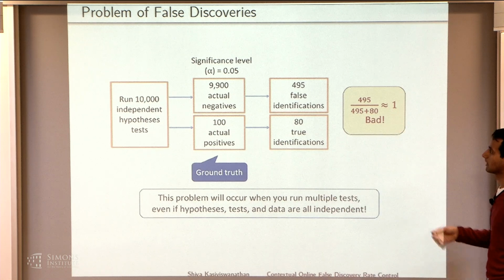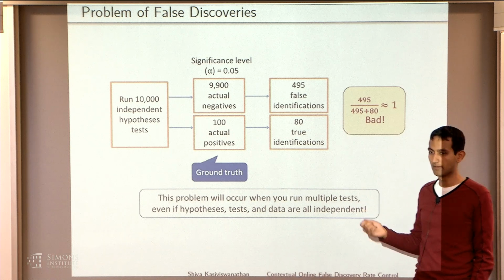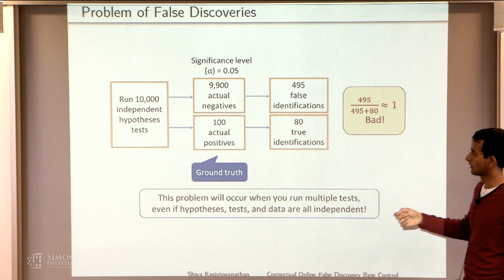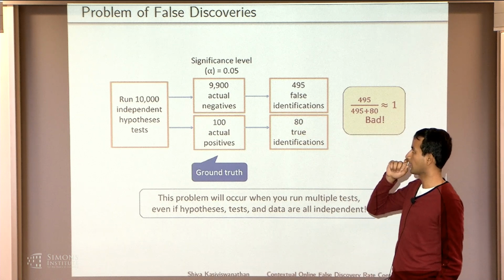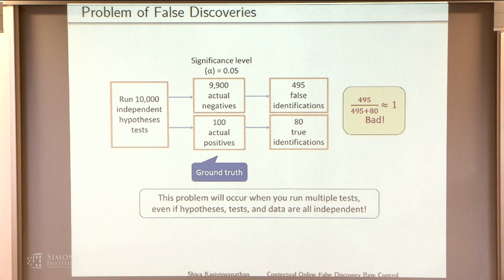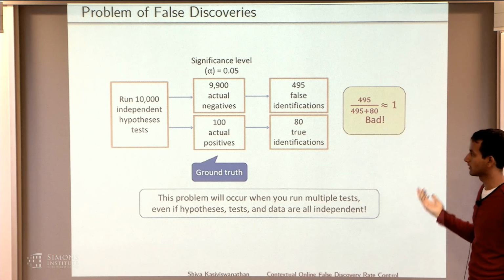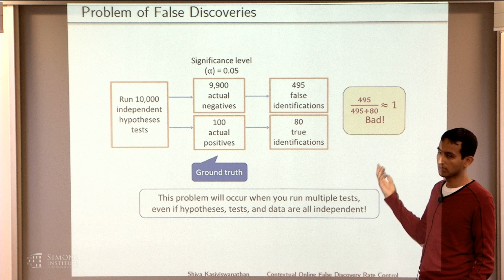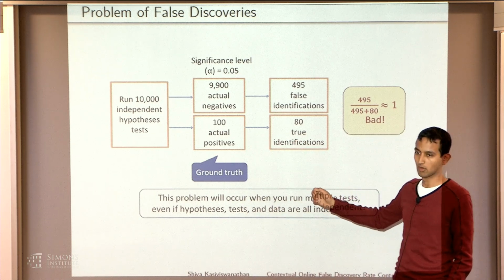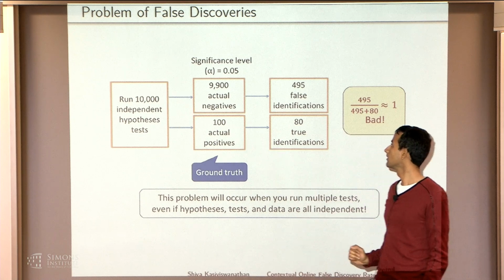Let's say that we set alpha, the significance level of these tests, to be 0.05. So you take 9,900 times 0.05, that's 495. So you get about 495 false identifications. And let's say the power of these tests is really great. It's 80%, which is a really high number. So you get 80 true positives out of the 100 actual positives.